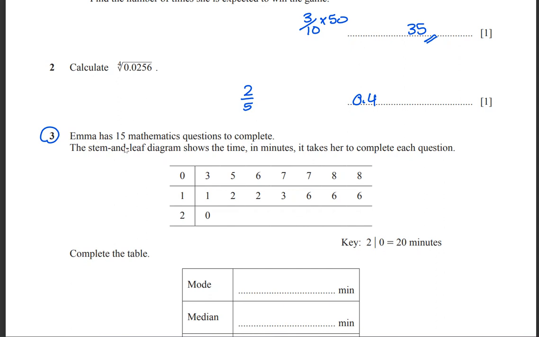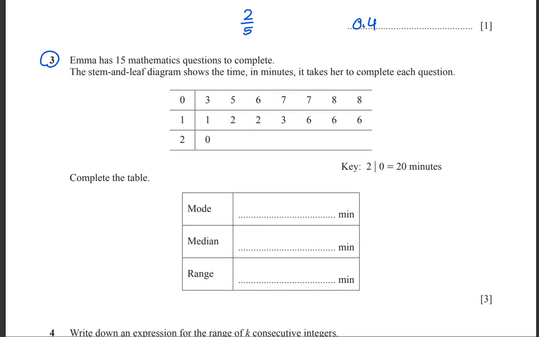Emma has 15 mathematics questions to complete. The stem and leaf diagram shows the time in minutes like this. Complete the mode. The mode is the most repeated. We will find here that the 6 is repeated. So it will be 16.